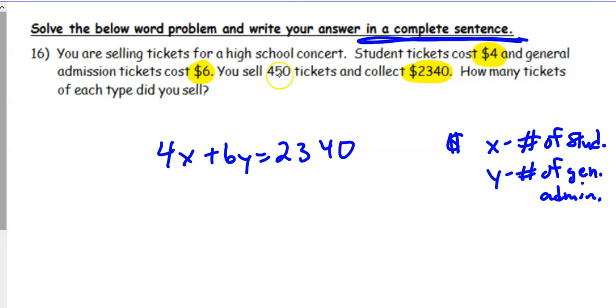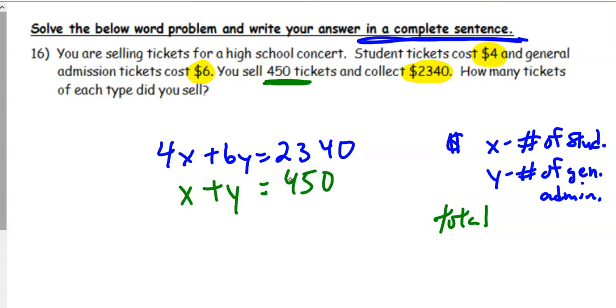The next thing is I see a total amount of tickets. So I got to think about, okay, how do I do a total amount of tickets? Well, literally the number of student tickets plus the number of general admission will be the total number. So literally x plus y would equal the total number of 450 tickets. Okay? All right, I would like you to choose any method you would like to solve this equation. Go ahead, pause the video, push play when you're ready to check your answers.